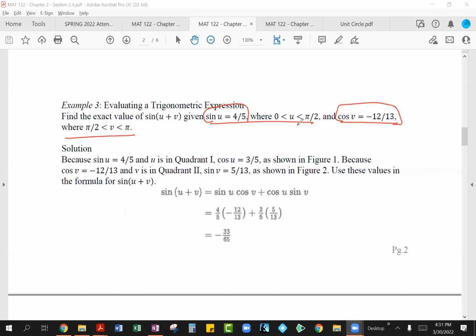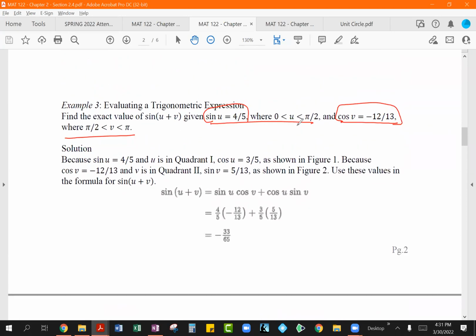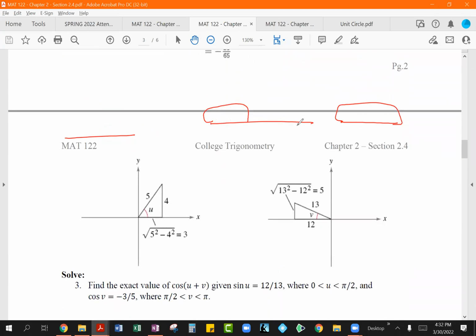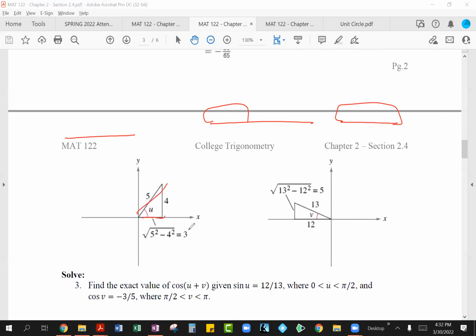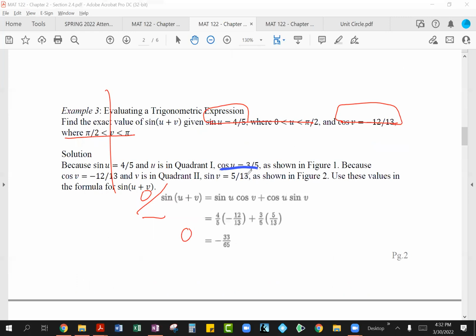So based on that, you can then find the cosine of u and the sine of v by using right triangle trigonometry. Since we know that sine of u is 4/5 and that's in the first quadrant, using that 4/5, opposite over hypotenuse, you can create that triangle in the first quadrant. Based on that, you can find the missing side. So your cosine for angle u will of course come out to be adjacent over hypotenuse, which is going to be 3/5. And that's where your cosine of 3/5 came from.